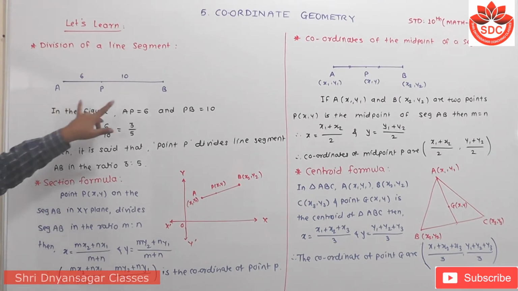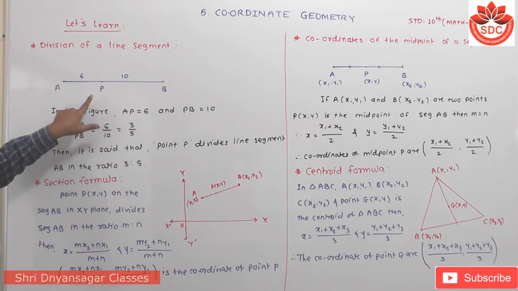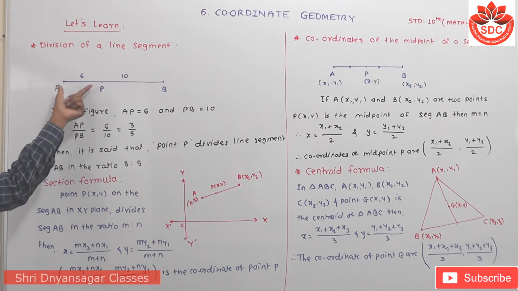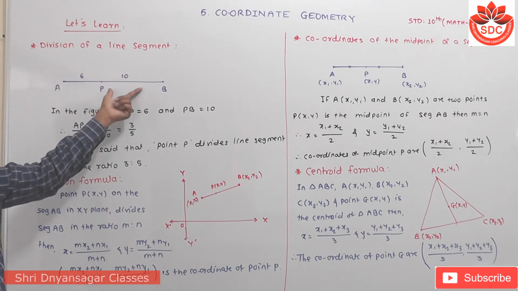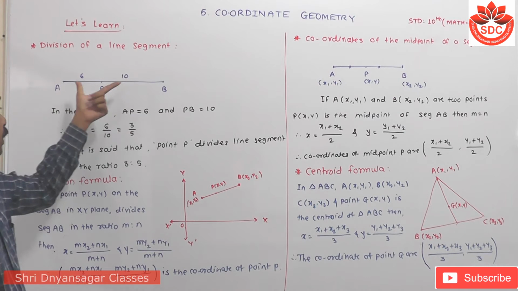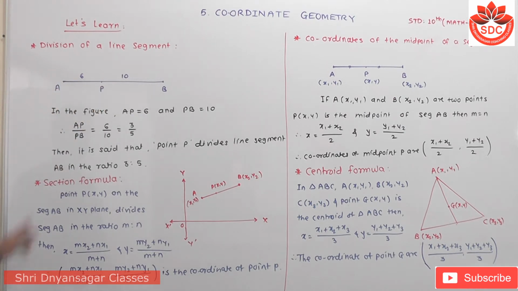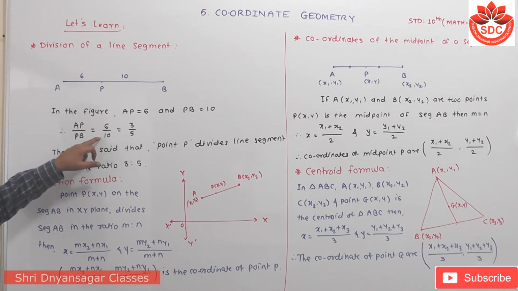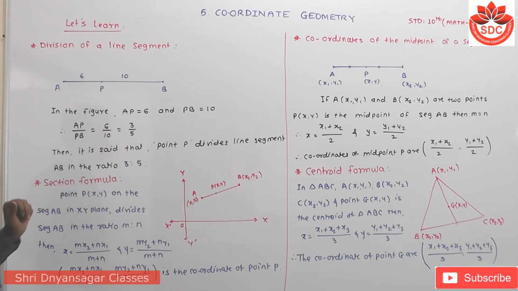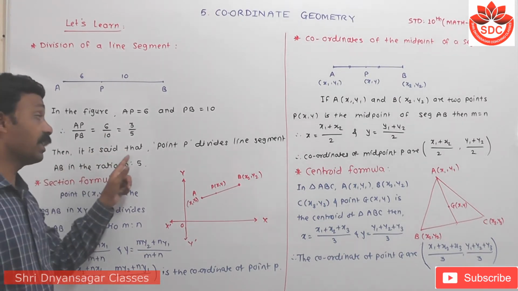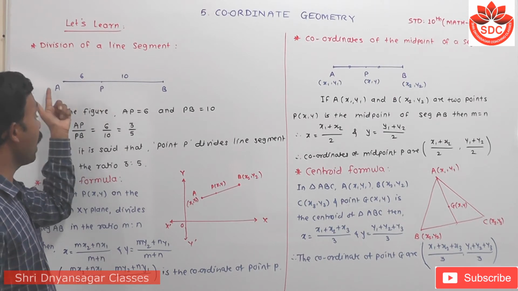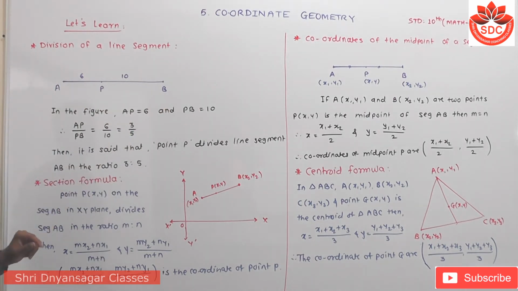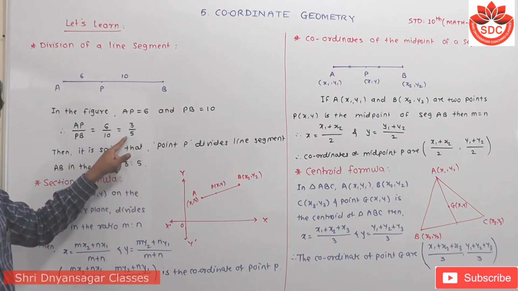Suppose I have to draw one figure here. AB is the line segment here. P is the point such that we divide this line segment in the ratio 6 by 10. It means that AP is 6 and PB is 10. Then AP upon PB is 6 upon 10. We can simplify by using 2, then 2 threes are 6 and 2 fives are 10. It is said that point P divides the line segment AB in the ratio 3:5.